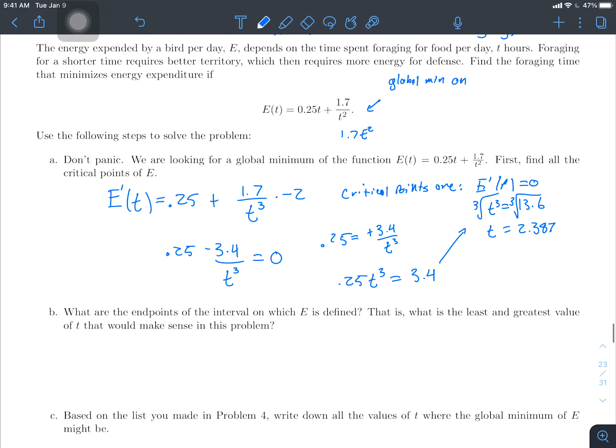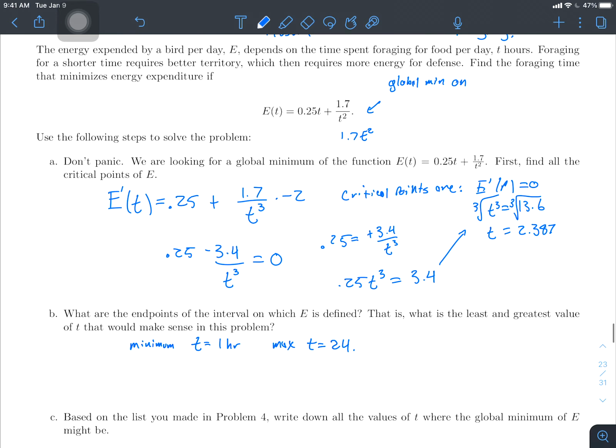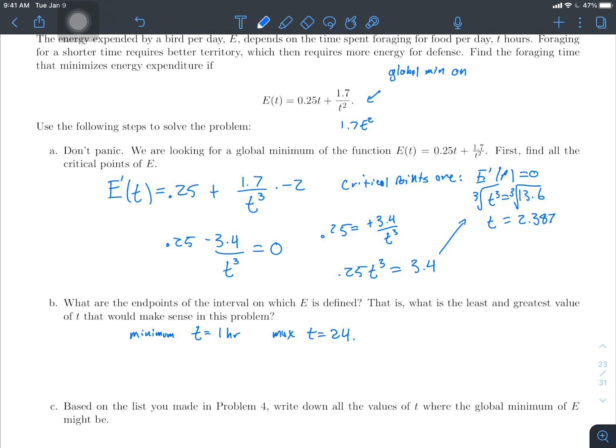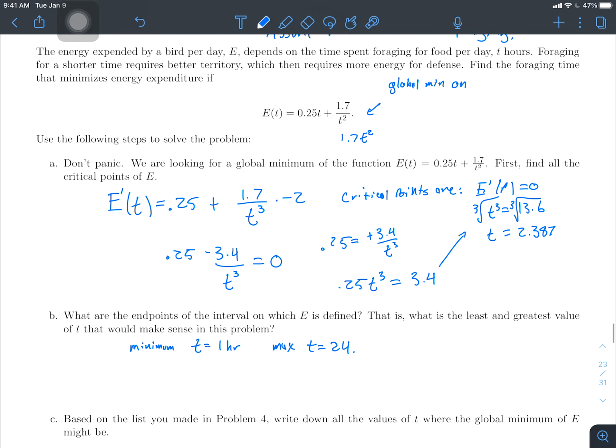Then we just need to consider the endpoints, which are going to be the largest and smallest values of t that make sense in terms of the problem. Now, t is an amount of time in a day that a bird spends foraging. So if the minimum is 1 hour, then what's the maximum amount of time a bird could spend foraging in a day? Yeah, 24 hours, I guess, if it doesn't sleep at all. Okay, so I think those are our endpoints. So we're looking for the global minimum of this function on the interval from 1 to 24.